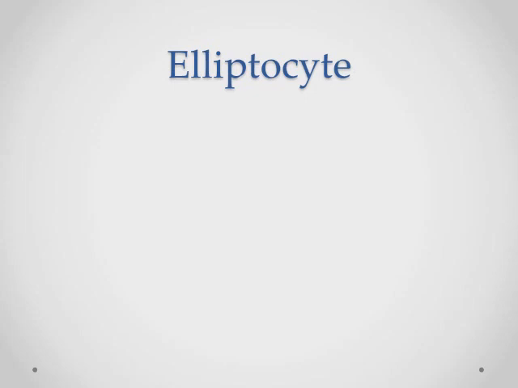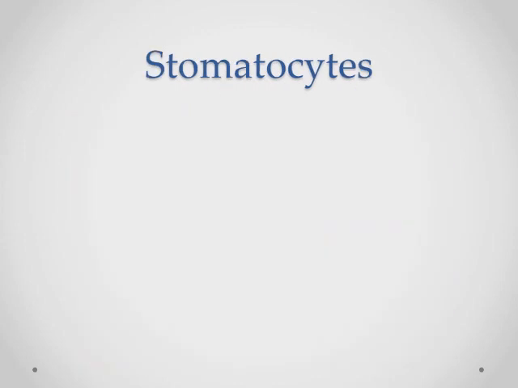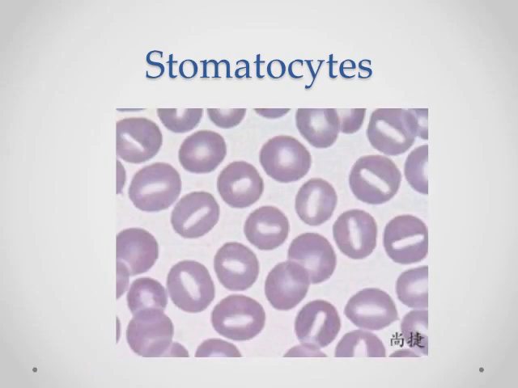And now this cell is called an elliptocyte. What is the elliptocyte? It looks slightly like an ovalocyte but is more compressed. Sometimes we call it a pencil-shaped cell, like a pencil. We can see it in hereditary elliptocytosis and in iron deficiency anemia. This one is called stomatocytes. These are red blood cells containing a slit inside, and we can see stomatocytes in alcoholism, liver disease, and hereditary stomatocytosis.